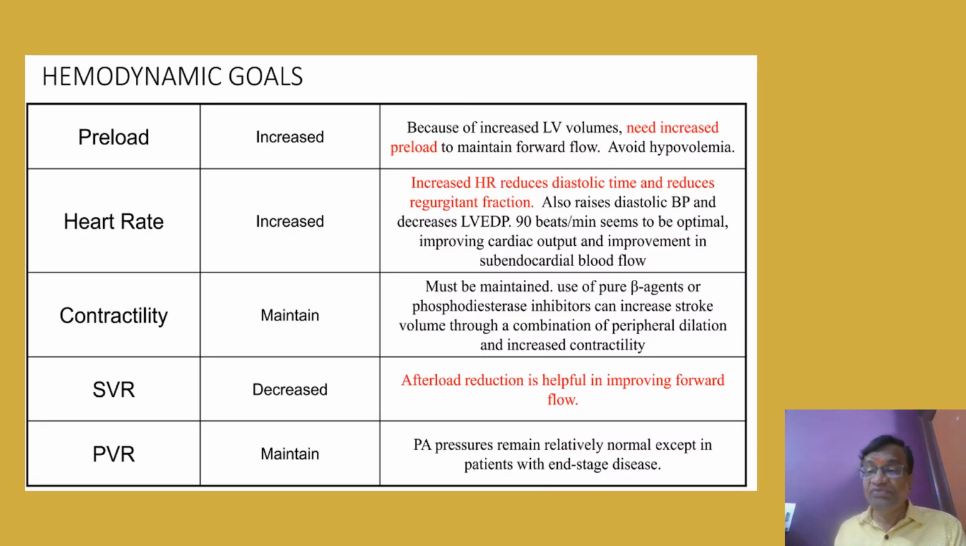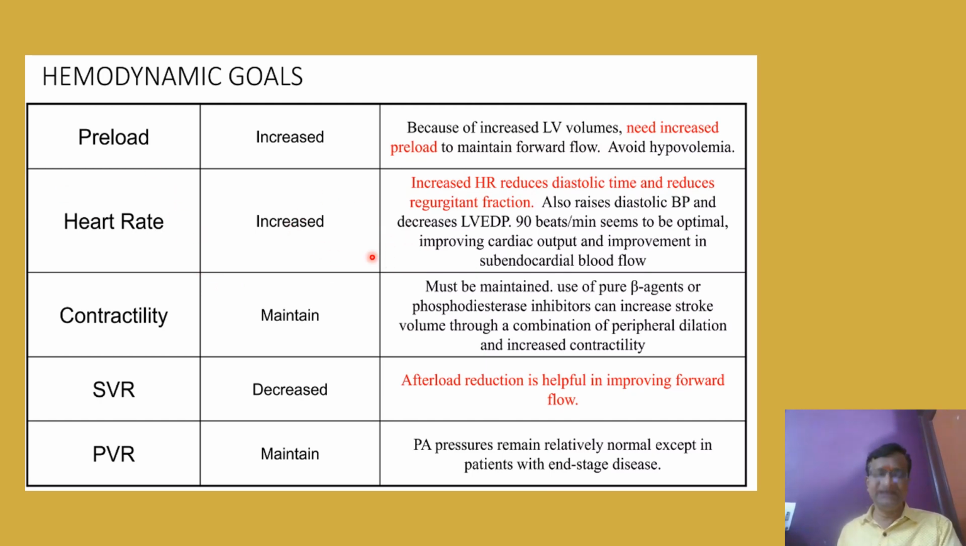What are the hemodynamic goals? Now we have preload, heart rate, contractility. This is what is called the cardiac grid. What should we do? Preload, increase. Increase the preload, but don't go into hypovolemia. That is dangerous.